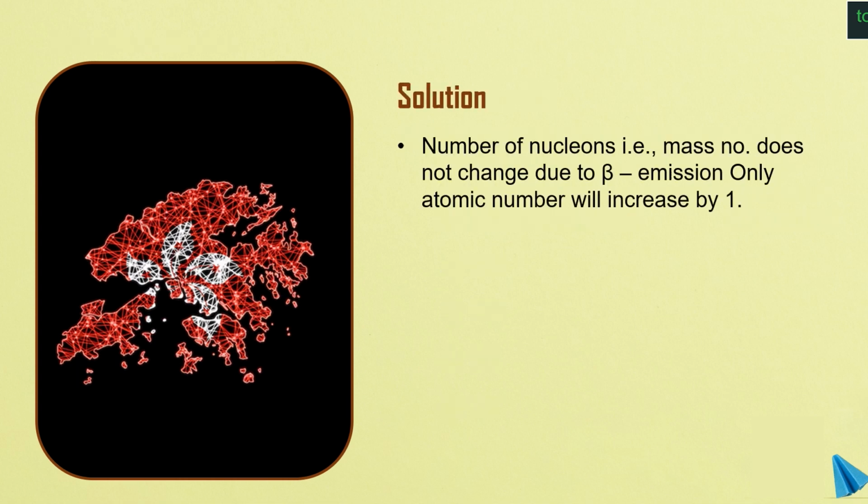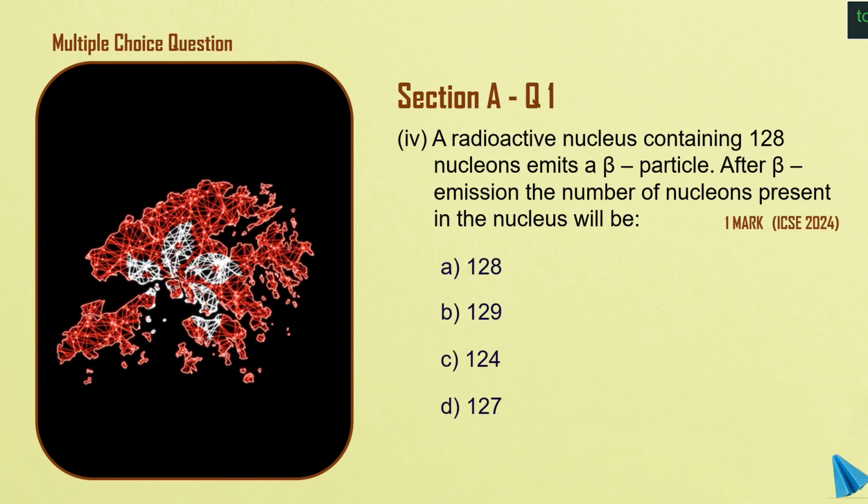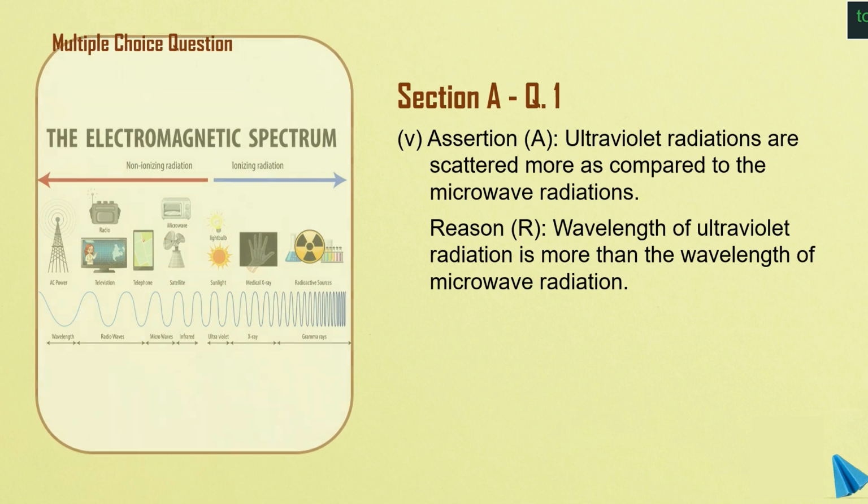So the number of nucleons, that is mass number, does not change due to beta emission. Only atomic number will increase by 1. So what will be the answer here? Since it does not change, the answer will be 128. Let's have a look at the next question.